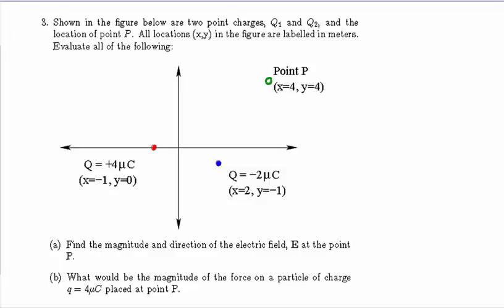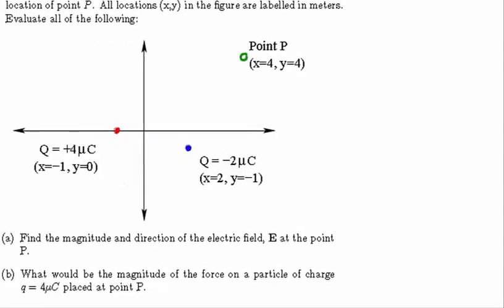placed at the point P. The major feature that we need to recognize in this problem is that in order to find the total electric field at the point P, we're going to have to take a vector sum with two components. We'll have a contribution that I'll call E1 that comes from the positive 4 microcoulomb charge, and we'll also have a second contribution that I'll call E2 that comes from the minus charge.